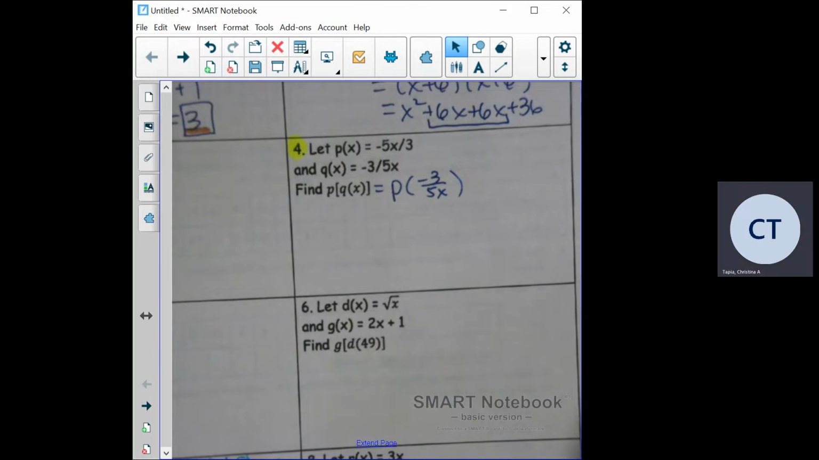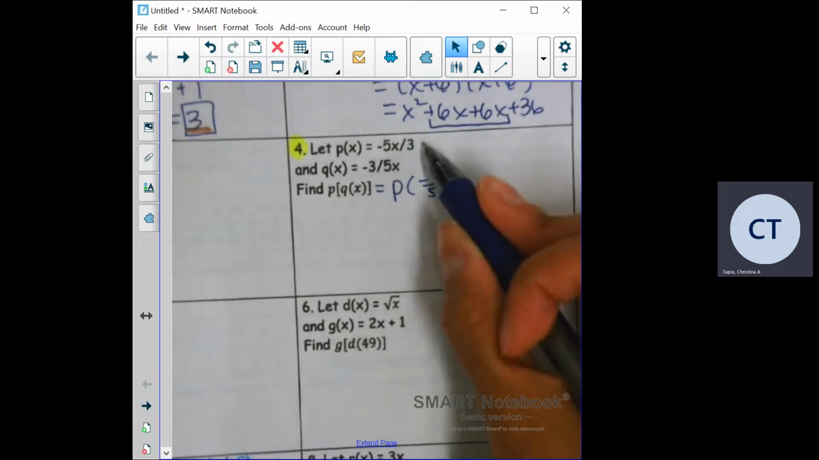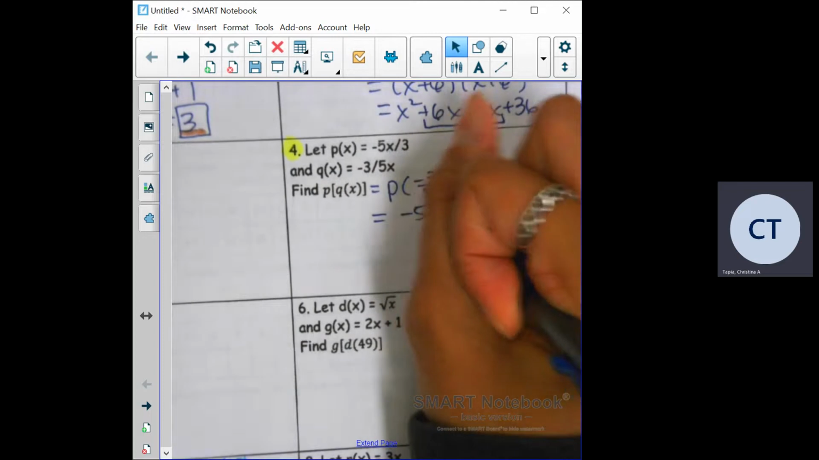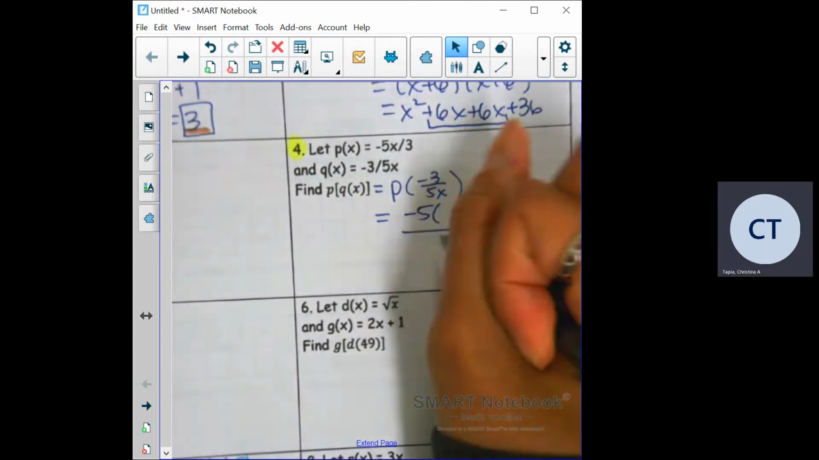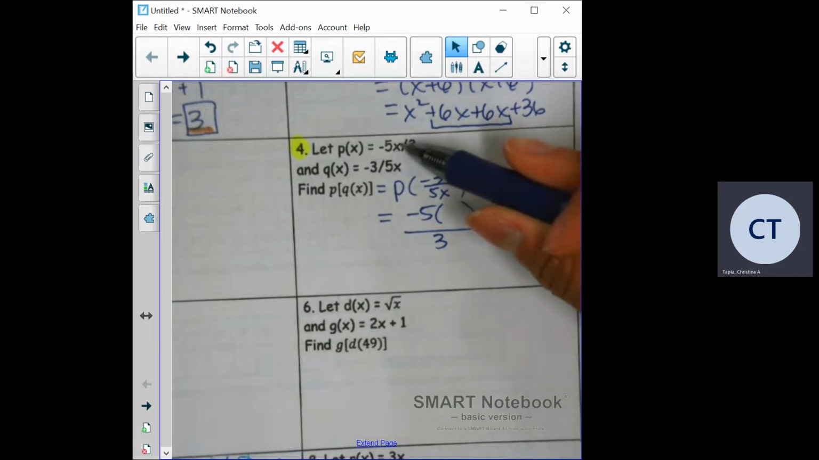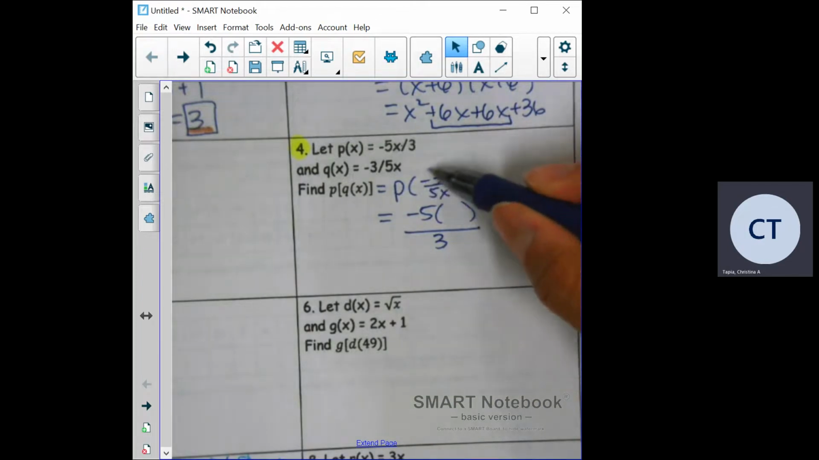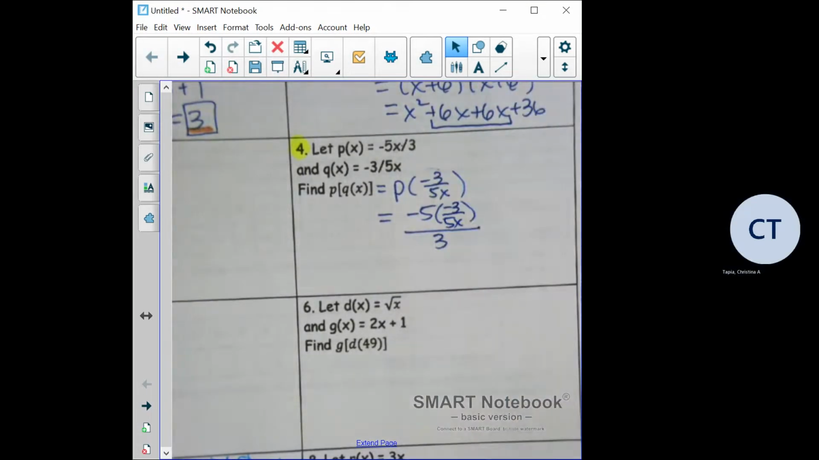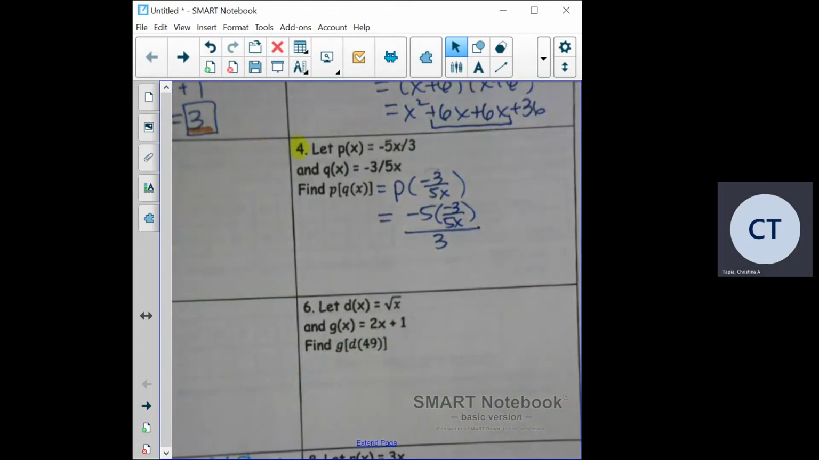Okay, in that fraction, I can't simplify anything. So I'm going to take what I have and substitute it in for the p function. So for p, we have -5x all over 3. Remember, I'm putting a parentheses here because I'm no longer substituting x. I now need to substitute this fraction, which is -3 over 5x. Just focus in the numerator.